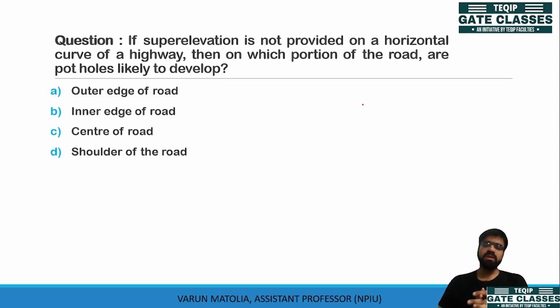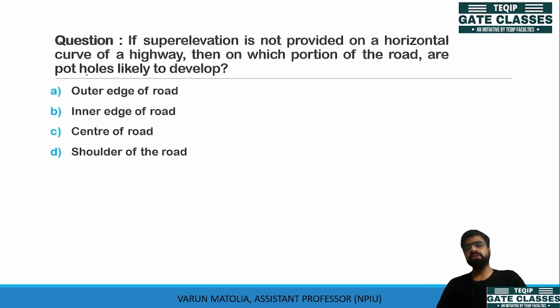This is a very important question. This question is not numerical, it is a conceptual kind of question. But while you read this question, you will understand the importance of super elevation. What this question says: if super elevation is not provided on a horizontal curve of a highway, then on which portion of the road are potholes likely to develop?